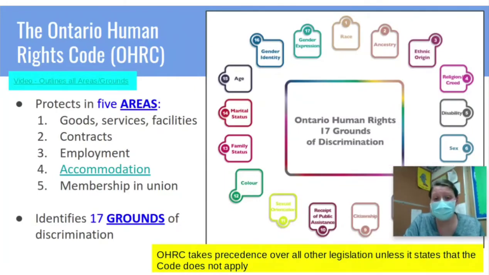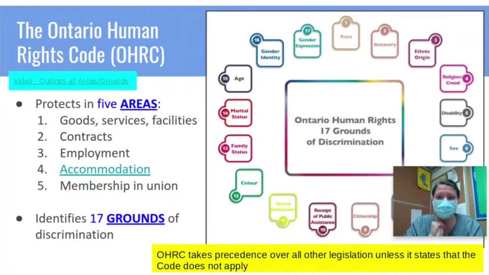One thing I want to point out at the bottom of the screen: the OHRC, the Ontario Human Rights Code, the legislation that governs this, does take precedence over all other legislation unless it states that the code does not apply. This is a really important consideration. If you remember when we were talking about the original Bill of Rights, it is a piece of statute legislation, and so it sits at the same level as something else. That's why it's really important that our Charter is above it in the Constitution, so that we are able to change laws.